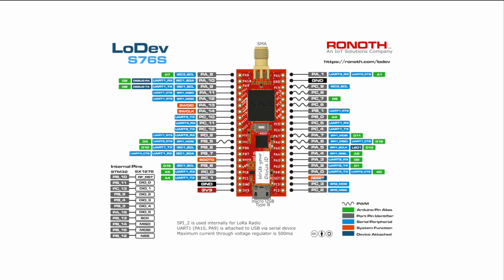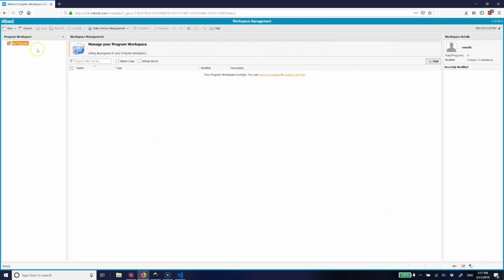Since we're using a LoDev board and not a Nucleo, you will need to refer to the LoDev pinout documentation. Notice that a number of pins that are available on the STM32 microcontroller are already assigned to LoRa radio functions. Using these pins for other purposes will cause the LoRa radio to not function. This diagram will be linked in the description of the video. Now that we have selected our hardware platform, we can create our first project.